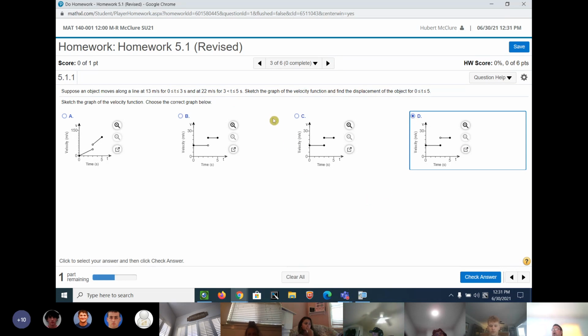So again, these are not antiderivative problems. These are just test questions or homework questions. That is pretty much algebra review.